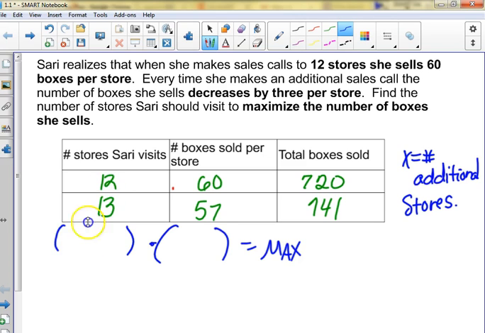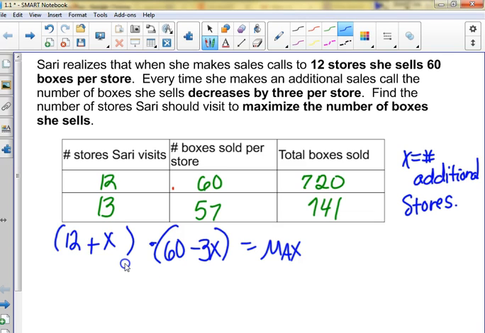Okay, so I would use the starting point of 12, and this one's doing what? Going up one at a time though, right? Not 2 at a time, not 3 at a time. It's going up by ones. What is this doing? Yes, starting at 60 and going down by 3. Everybody okay?